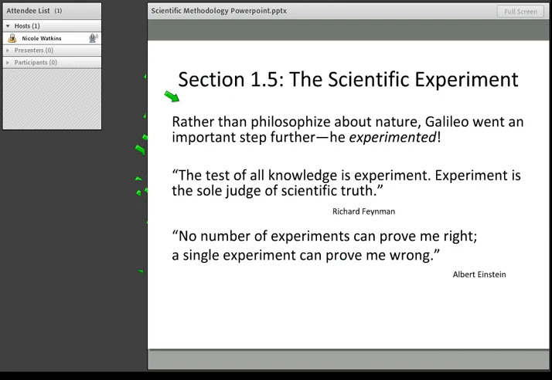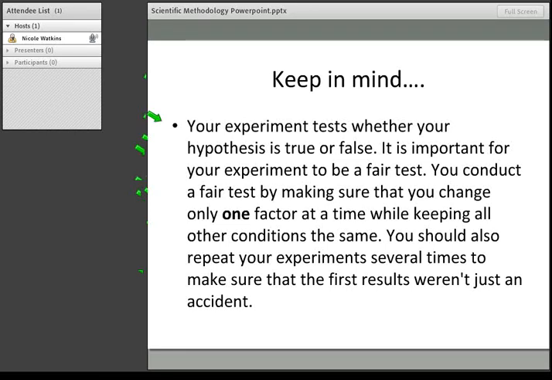So let's talk about what we mean by experimentation. Here on this slide, section 1.5 goes into the scientific experiment in detail. And I just placed a few of my favorite quotes dealing with experiments. My most favorite one is the one here by Albert Einstein. Can you tell that I am a huge fan of Albert Einstein? "No number of experiments can prove me right. A single experiment can prove me wrong." Love it.